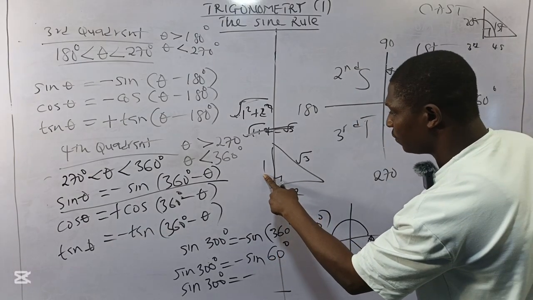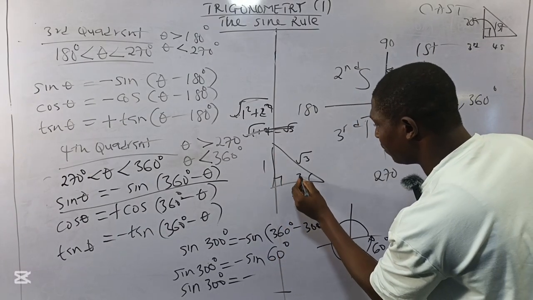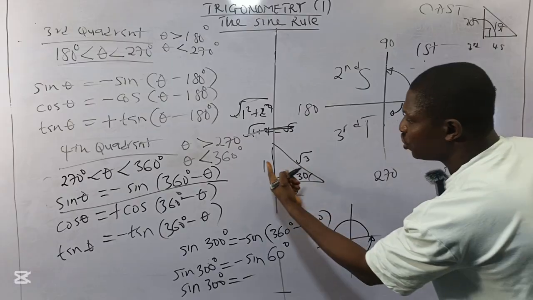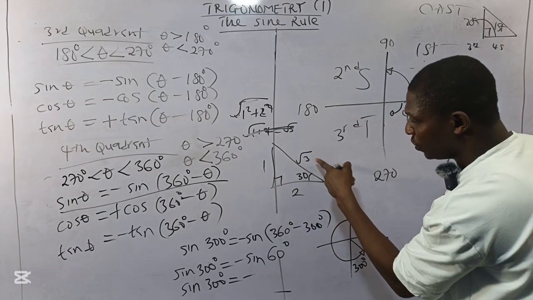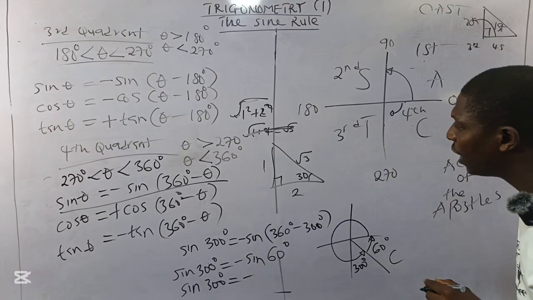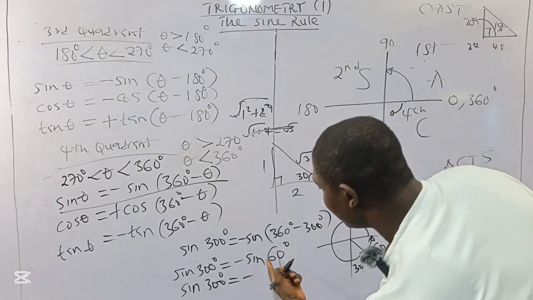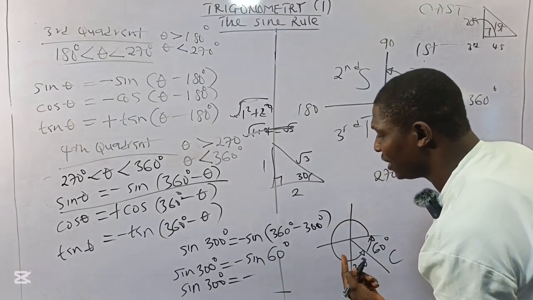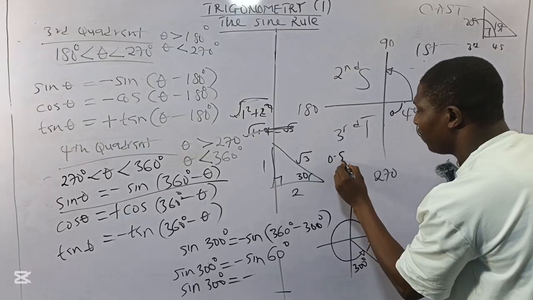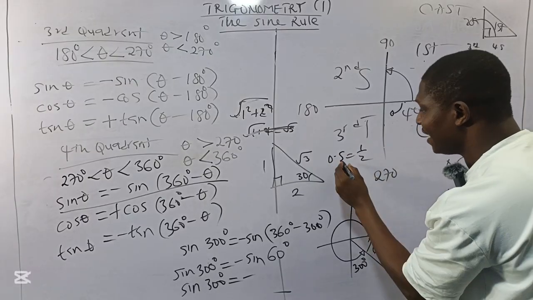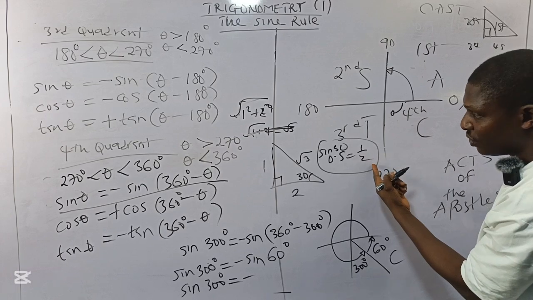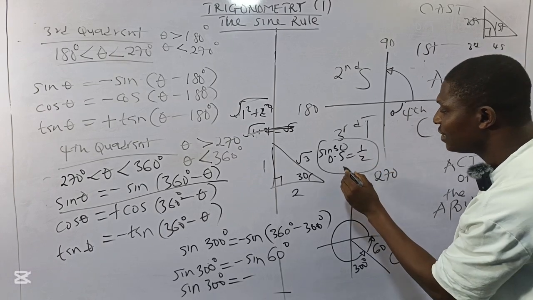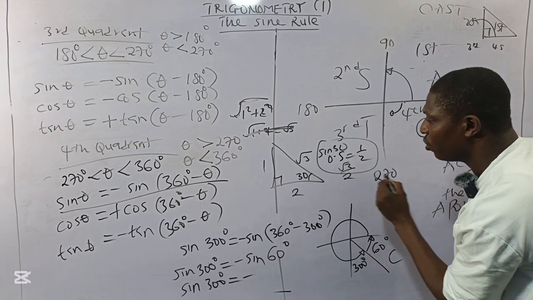If this is 1, if this is 30 degrees, this will give me 1, and this will give me 2. And this will give me root 3 if solved. Now, how do I get it? Sine 60 is equal to cos 30. Sine 30 is equal to 0.5, which equals 1 over 2. And sine 60 is root 3 over 2.